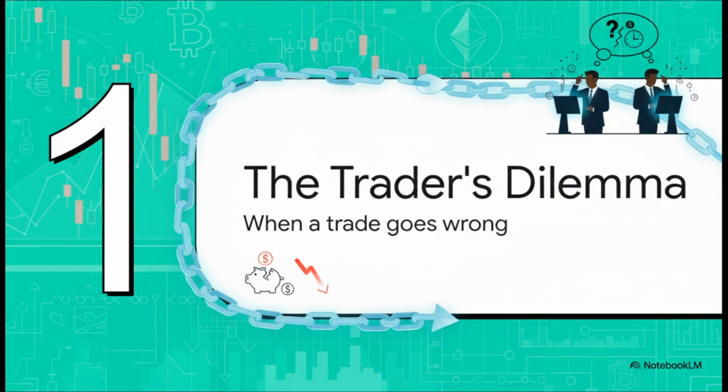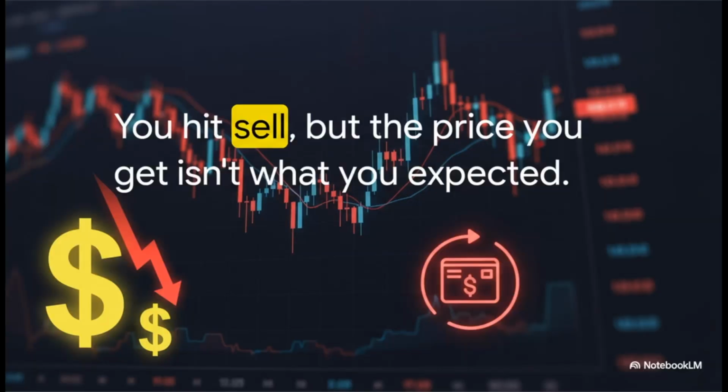It's the classic trader's dilemma. So you smash that sell button, you're expecting a certain number to hit your account, but the final price is lower. That little gap, that's what we call slippage. Or, and this is maybe even more frustrating, your order just sits there, stuck, and won't fill. This isn't just bad luck, my friends. This is a direct symptom of low liquidity.